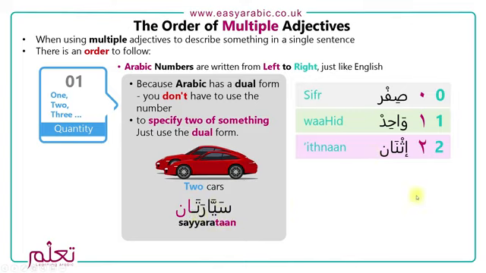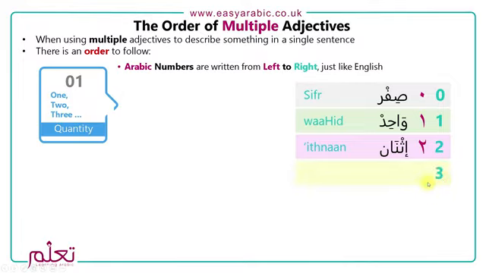Okay, next we have number 3, which is written like this, so it's a backward 3. That's called thalatha.